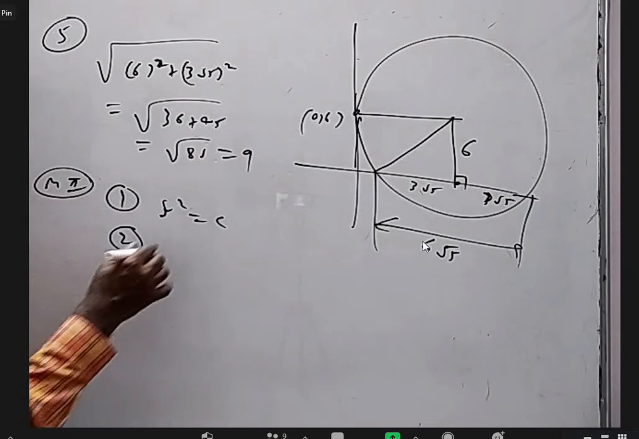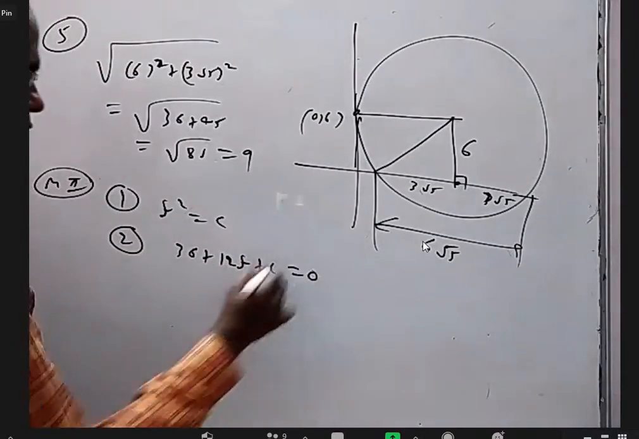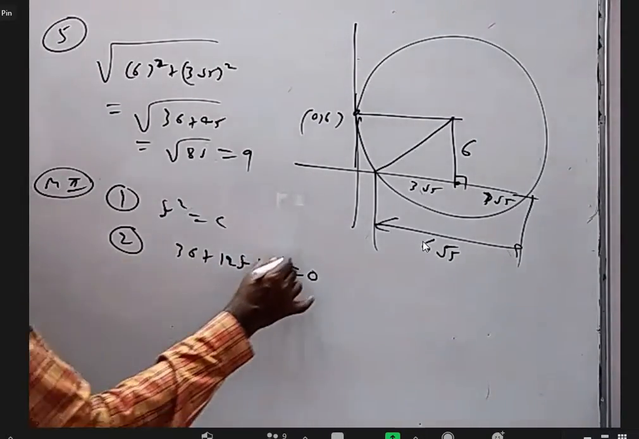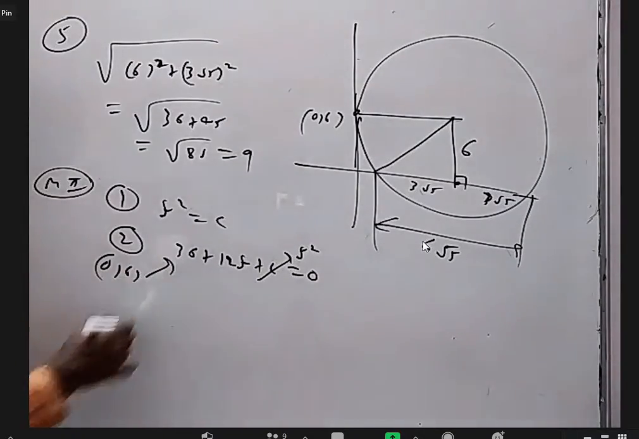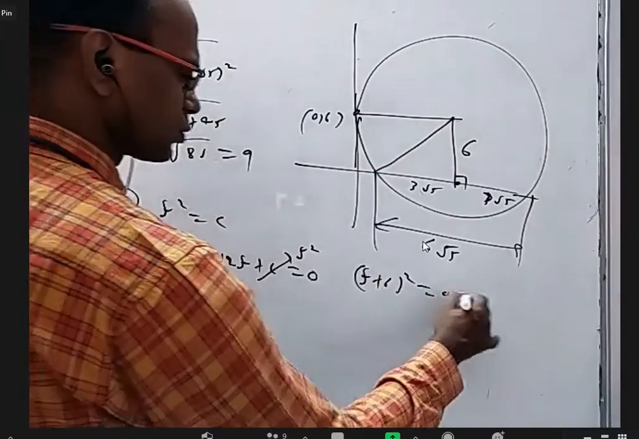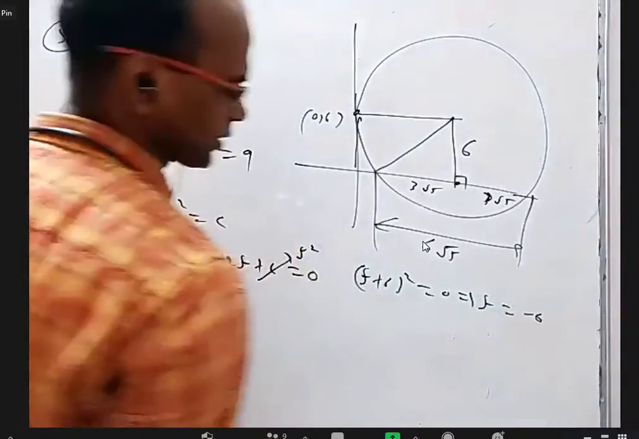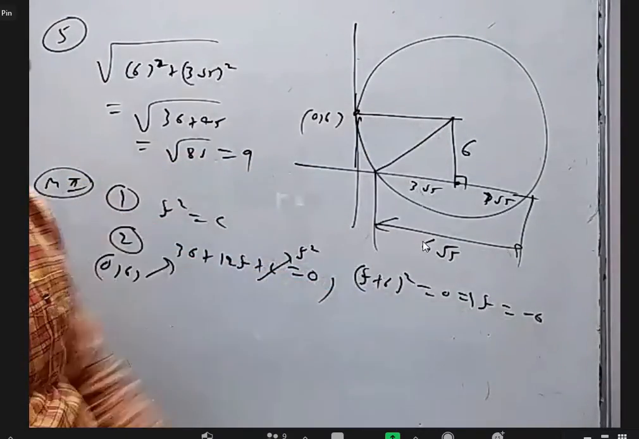When you substitute (0,6), you will get 36 plus 12f plus c equal to 0. In the place of c, now substitute f square. This is by putting (0,6) in the circle. This is a perfect square. You can see that (f plus 6) whole square equal to 0. You get f equal to minus 6. You can even tell the center should have y coordinate 6.